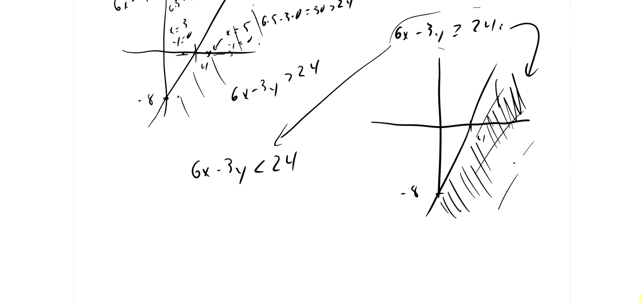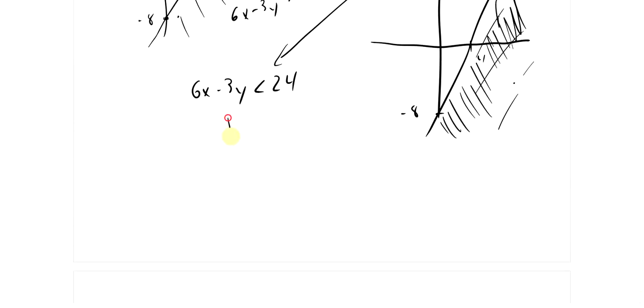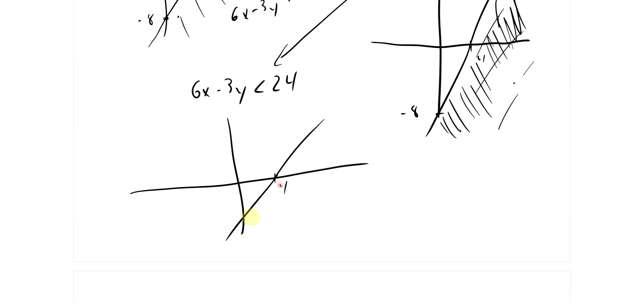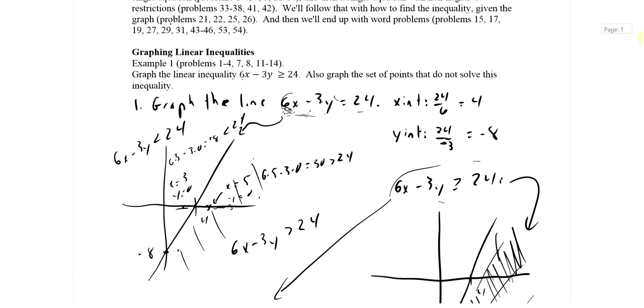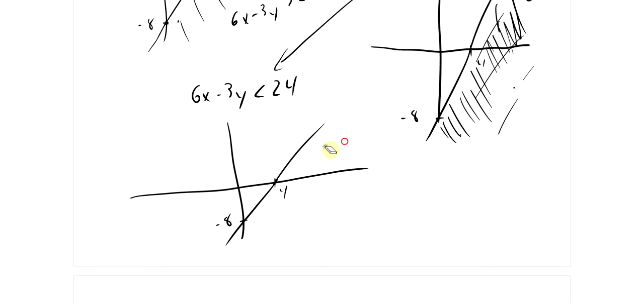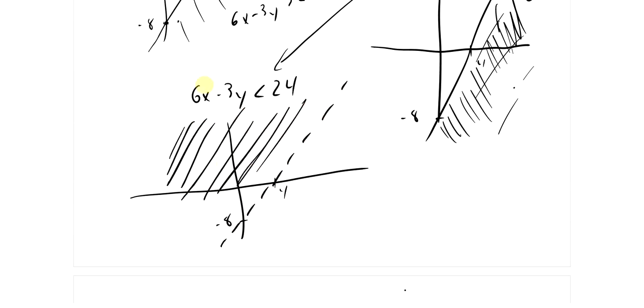Well, it's going to be the same line. Right? And x equals 4, y equals minus 8. But it's a strictly less than, not a greater than or equal. So what does that mean? Instead of having a solid line like that, what we want is a dotted line to indicate that we do not include the line. And then this is the side of the line that's less than 24. So the solution to this inequality is this side of the line, but not the line itself.